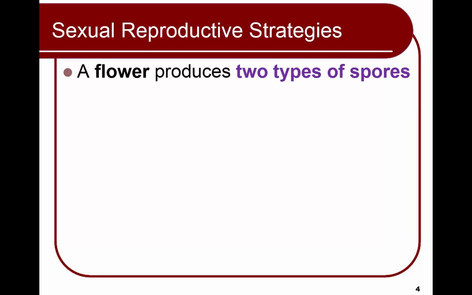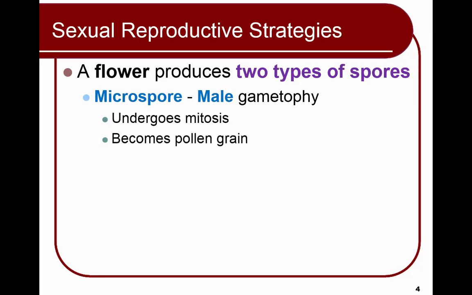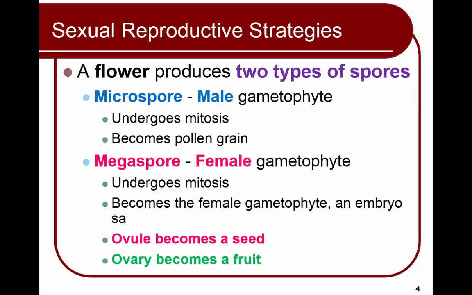Now, a flower produces two types of spores. I just mentioned them in the diagram. The microspore is the male gametophyte, and it will go through mitosis and become the pollen grain. And the megaspore is the female gametophyte, and it will undergo mitosis and become the female gametophyte, an embryo sac within the ovule that's within the ovary. And the ovule will become the seed, and the ovary becomes the fruit. And the seed contains the embryo and the stored food that's surrounded by a seed coat.